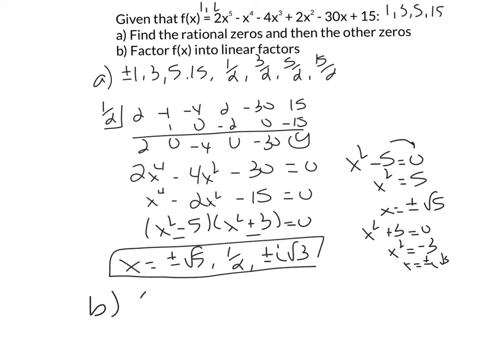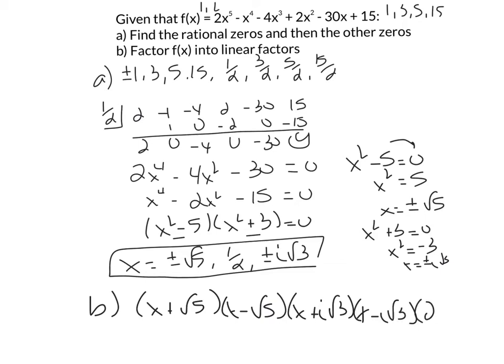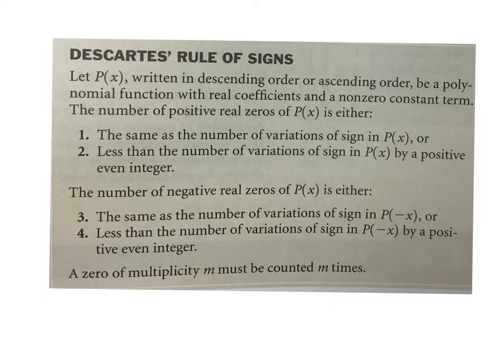Write it as linear factors, so I'm going to put x plus √5, x minus √5, x plus i√3, x minus i√3. And don't forget the 1/2. The 1/2 is 2x minus 1. All right, so there you go. There you have it. Wow. Quite a bit of stuff there.